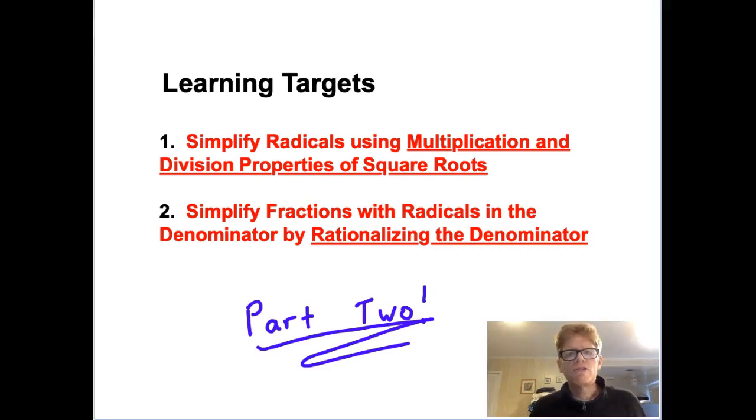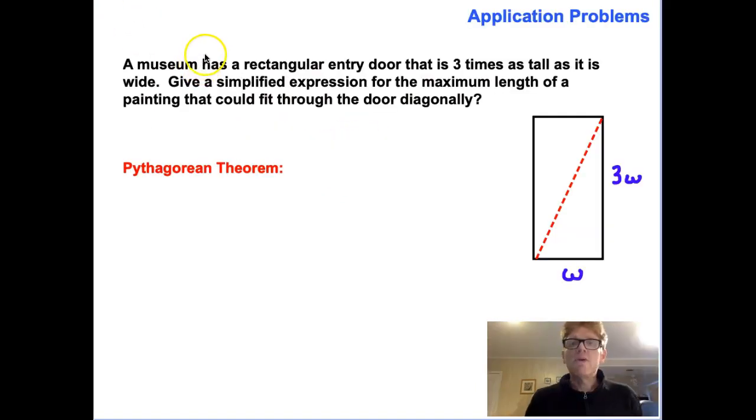All right, here's part 2 of our simplifying radicals lesson. We're going to be rationalizing the denominator and looking at some application problems. Now, in order to do this particular application problem, we're going to have to review the Pythagorean theorem. So hopefully you remember the Pythagorean theorem.